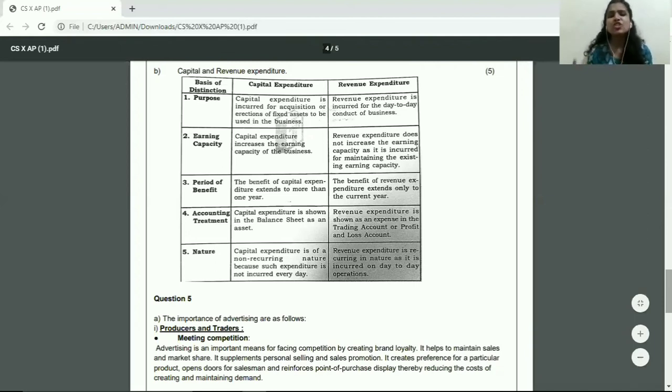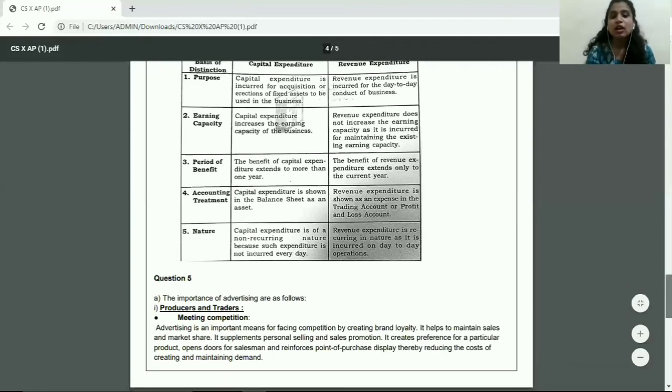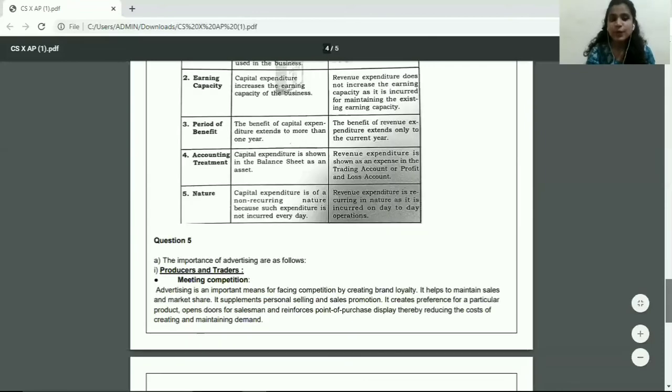Now moving on to the last question in this paper, that is question 5. Now question 5a asks you for the importance of advertising. So as always, you first start with a statement. The importance of advertising are as follows. Now students, this is a 10-mark answer, right?